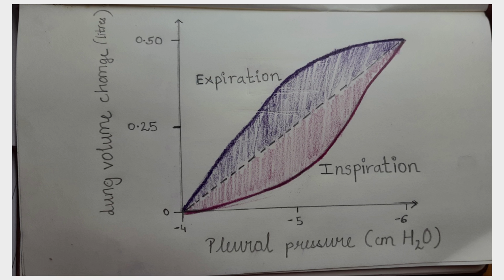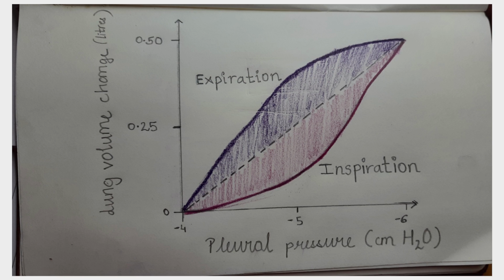Now we'll take a look at the expiration curve, which is the one I drew in purple. So again, now it's just the reverse. From minus 7.5, the pleural pressure is going to decrease. As it decreases, we can see that the lung volume also is decreasing. So this is your curve.